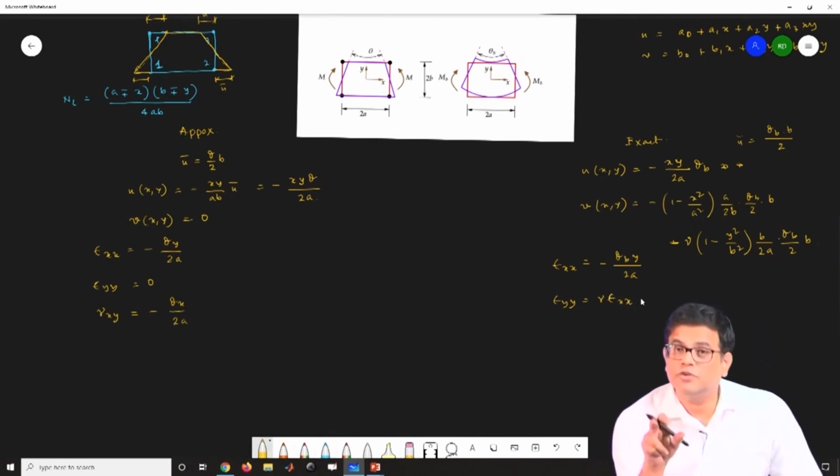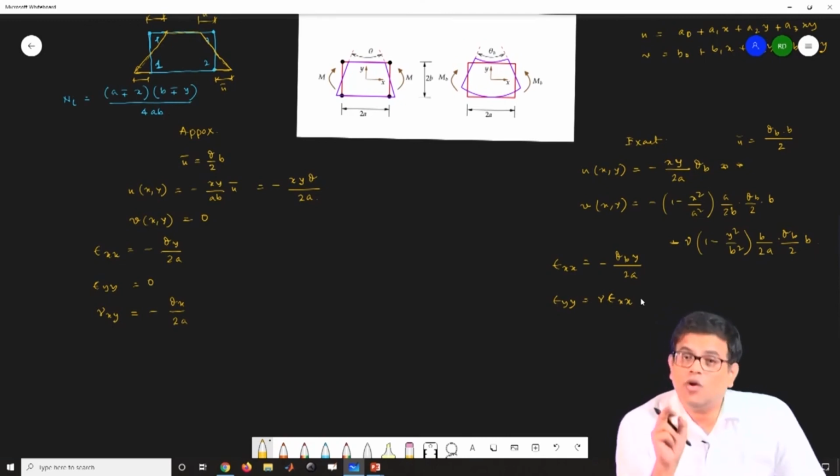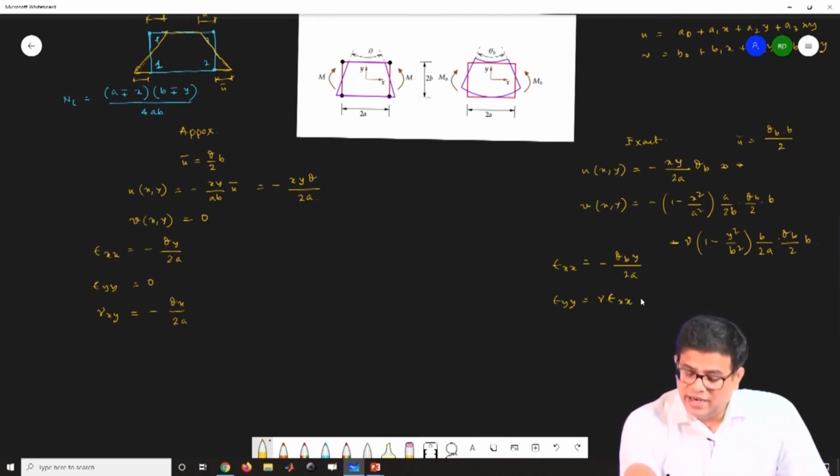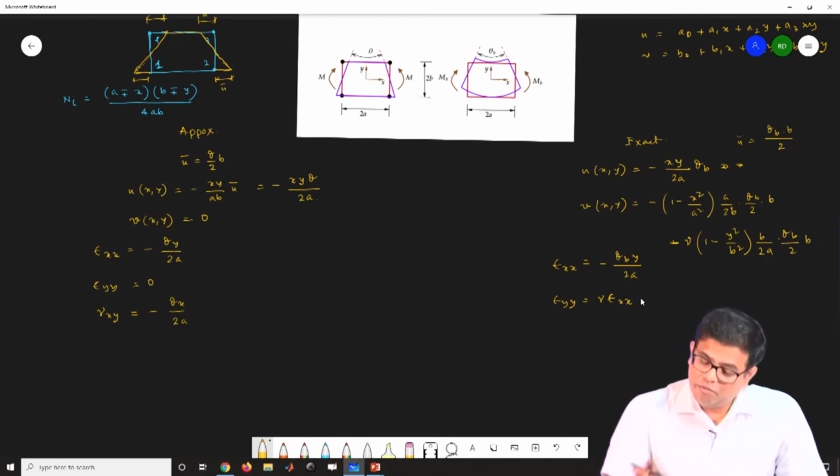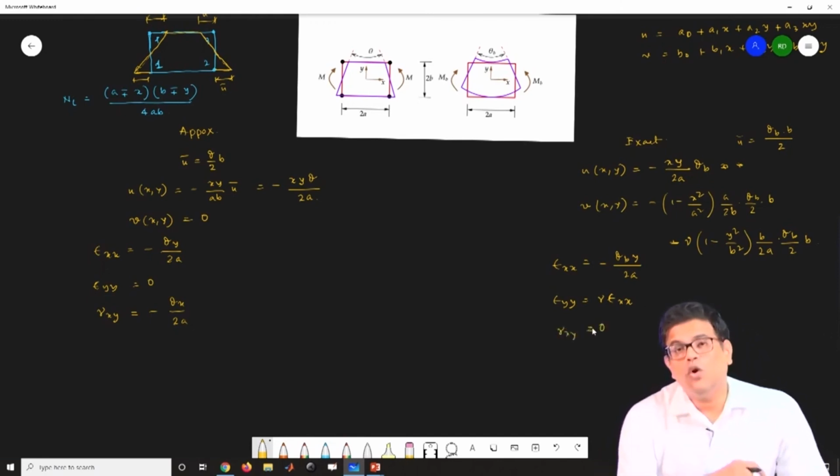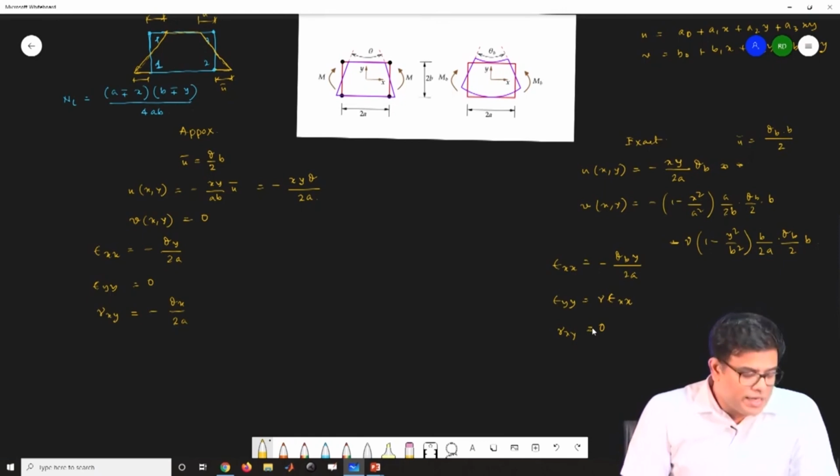plane stress assumption. If you remember, sigma y must be 0, so this has to be there. So it is essentially, only if the Poisson's ratio nu goes to 0, that it matches the approximate solution. But again, gamma xy should be 0, but it is not 0 here.